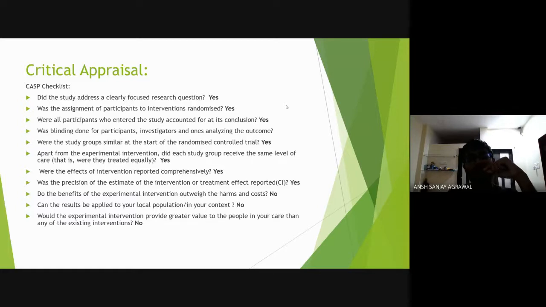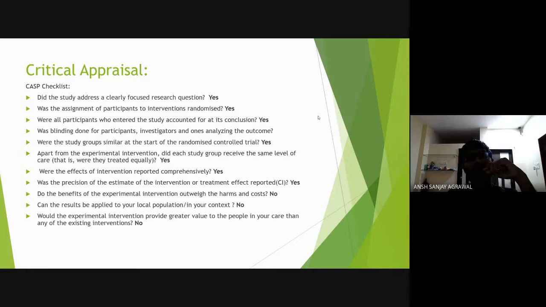Was blinding done for participants, investigators, and those analyzing the outcome? They have mentioned double blinding. So participant blinding was done, investigator blinding was done, but they haven't mentioned blinding of the people who are analyzing the outcome. And as they mentioned a double blinded trial, I would like to think that the third category would be no. The rest of the two categories are yes.